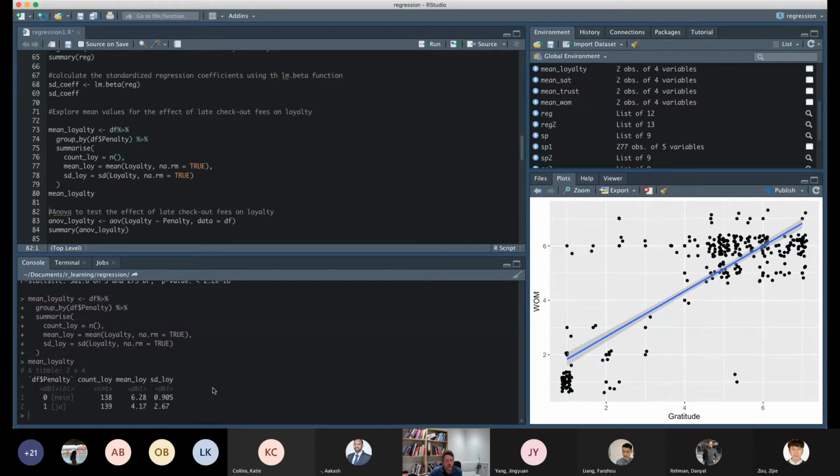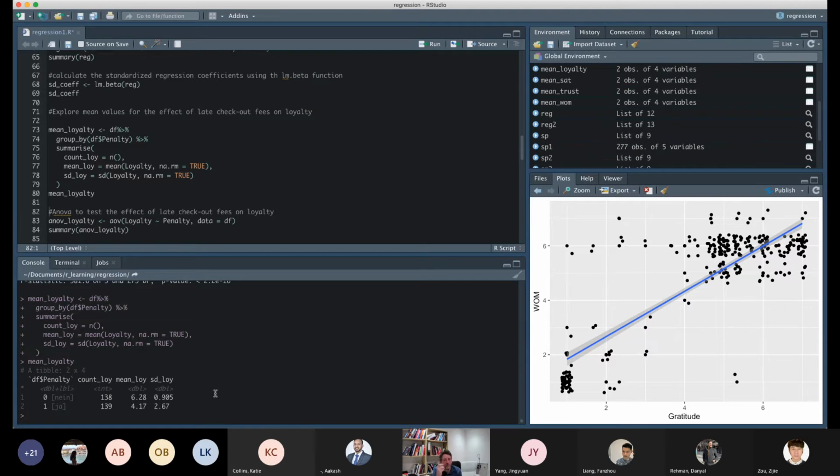And then when we look at the results here, that should look quite familiar to you. We have in this data set 138 customers who didn't have to pay a late checkout fee, and 139 customers who had to pay a late checkout fee. And you see what happens in terms of loyalty. Customers who didn't have to pay this checkout fee had an average loyalty of 6.28. At the same time, for customers who had to pay, loyalty was only 4.17. So there seems to be quite a difference between those 2 customer groups.